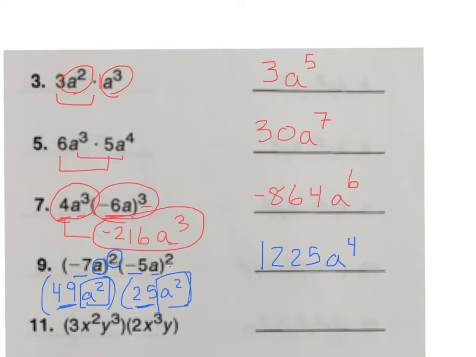Okay? Let's look at this last one. On this last one, neither of these parentheses is being raised to a power. Neither one. So I'm going to do 3 times 2 is 6. X squared times x cubed is x to the 5th. And y cubed times y. Now what's that y exponent? 1. So y cubed times y to the 1st is y to the 4th.